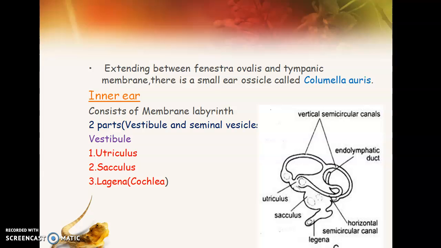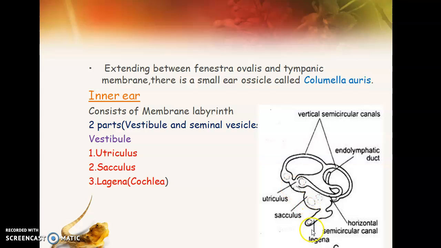Then coming to the inner ear. The inner ear consists of a structure called a membranous labyrinth. This inner ear consists mainly of two different parts, the vestibule and the semicircular canals. These together constitute the inner ear. Coming to the vestibule, it generally consists of three different parts. They are called utriculus, sacculus and lagena. These three parts constitute the vestibule.